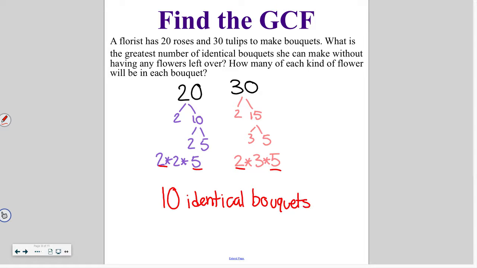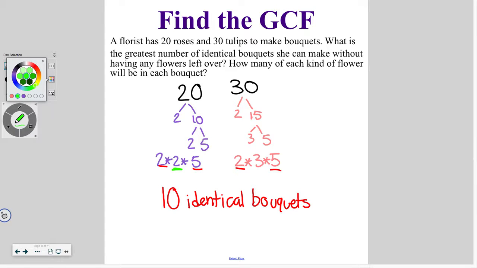And then when it comes to how many flowers of each type, that is looking at our leftover term here. So in those 10 bouquets, we can have 2 roses and we can have 3 tulips. So we can take that many out of each grouping to make 10 identical bouquets.